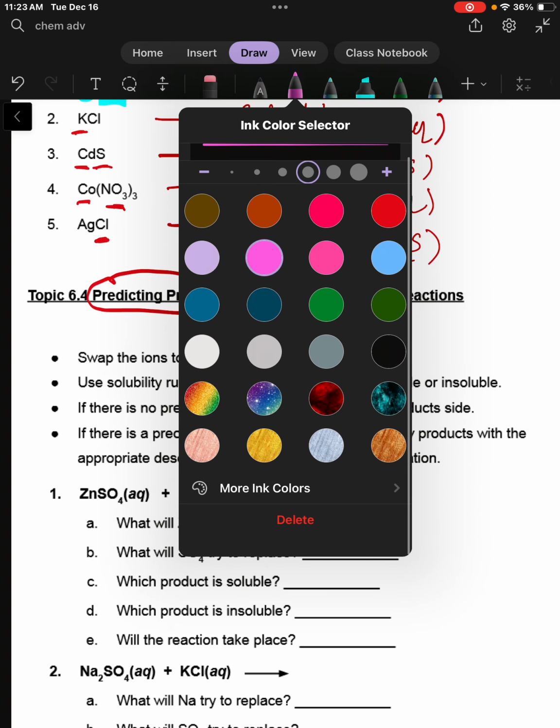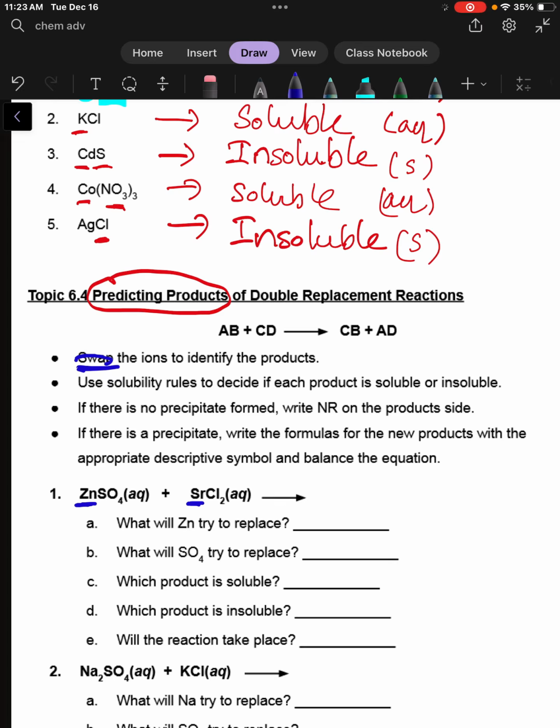Okay, so here first you are doing what? You are swapping the ions. Remember, always cations, which is a positive ion, which always comes at the first of the compound, can replace only cations. So here you are going to swap these two metals. That is, zinc will go with the chlorine and strontium will go with the sulfate. Okay, that is the first step.